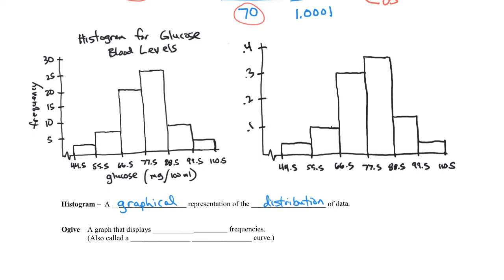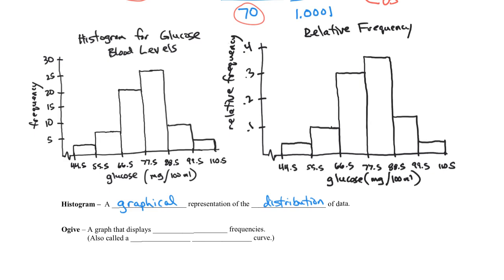Okay, and again, we always want to label. We got a horizontal axis. We need to label it. So this is glucose in milligrams per 100 milliliters. Over here, we don't have the frequency. Now we have the relative frequency, right? Relative frequency. And the title here won't be histogram, but relative frequency histogram, right? So this is going to be the relative frequency histogram for glucose blood levels.